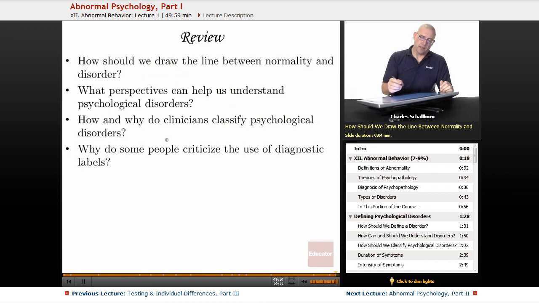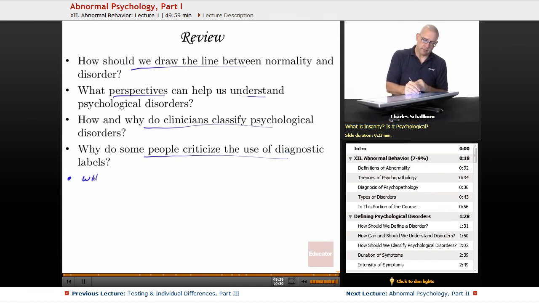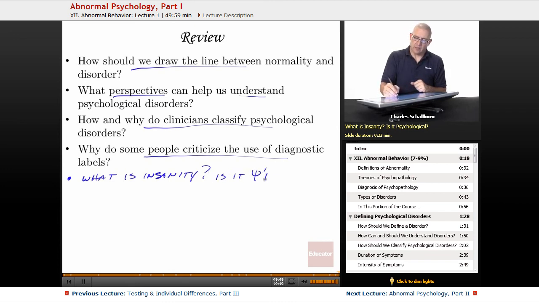So to review, how should we draw the line between normality and disorder? What perspectives can help us understand psychological disorders? How and why do clinicians classify psych disorders? And why do some people criticize the use of diagnostic labels? So these are some issues that we're starting to get into and starting to delve into. And one additional question. What is insanity, and is it psychological?